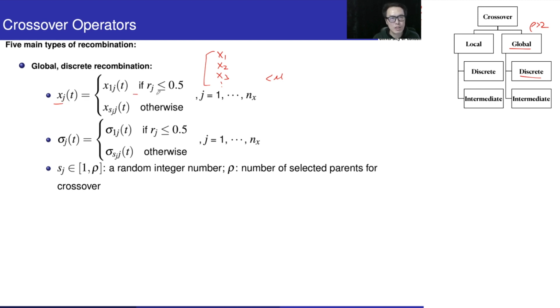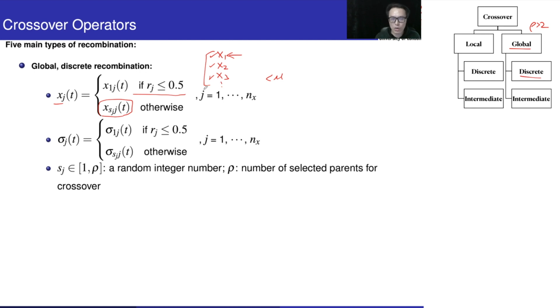This condition means that in each position, that is the jth position in the offspring, we are going to generate a random number. If it is less than 0.5, then we will use the information from x1. Otherwise, if rj is more than 0.5, we are going to randomly pick one element from x1, 2, 3, and so on.